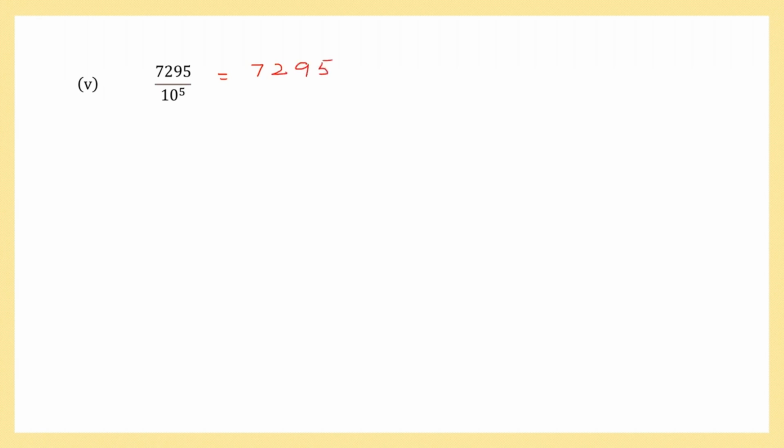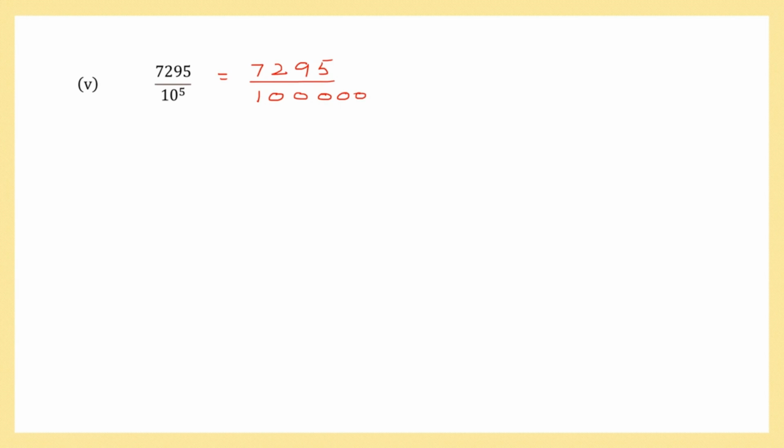Question 5. 7,295 by 10 to the power of 5. That is, you multiply 10 5 times. 1 followed by 5 zeros. 1, 2, 3, 4 and 5. So 5 zeros.